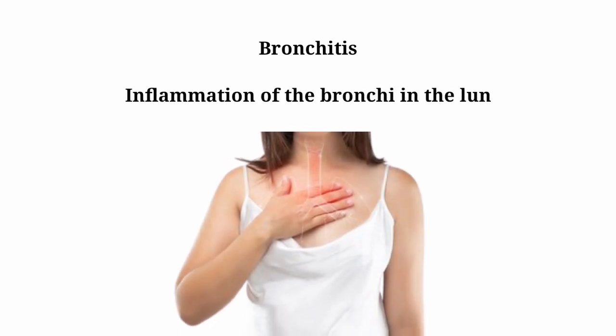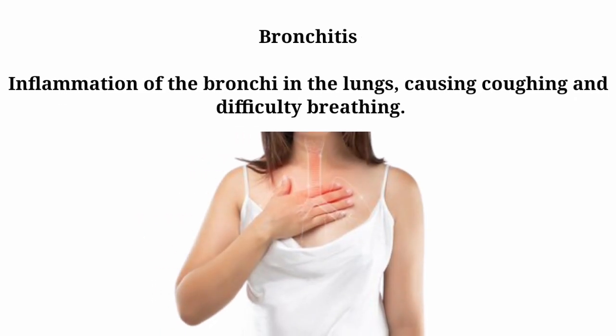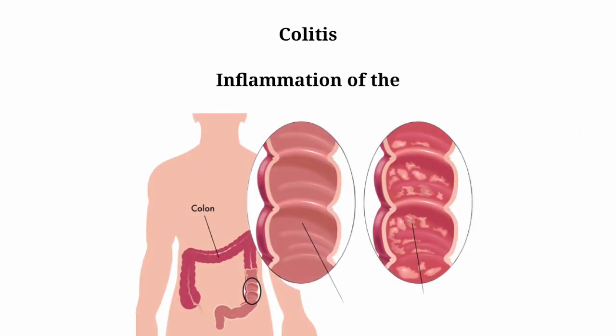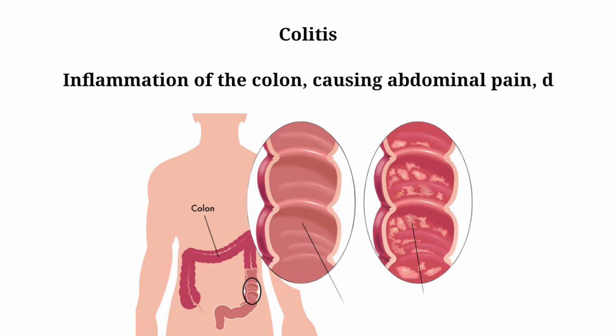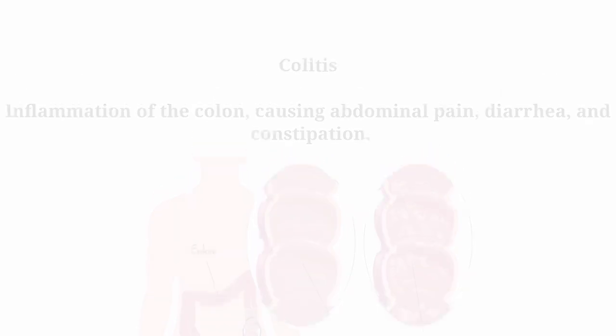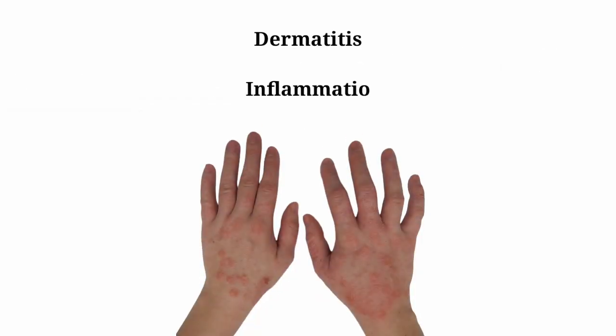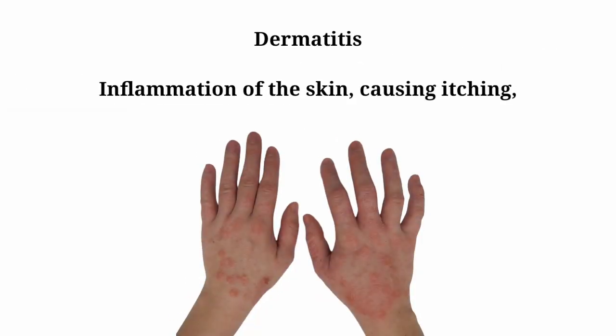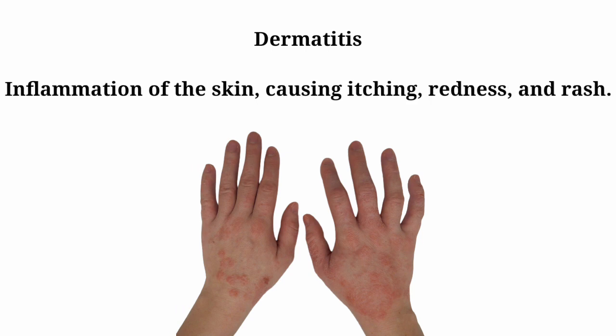Bronchitis, inflammation of the bronchi in the lungs causing coughing and difficulty breathing. Colitis, inflammation of the colon causing abdominal pain, diarrhea, and constipation. Dermatitis, inflammation of the skin causing itching, redness, and rash.